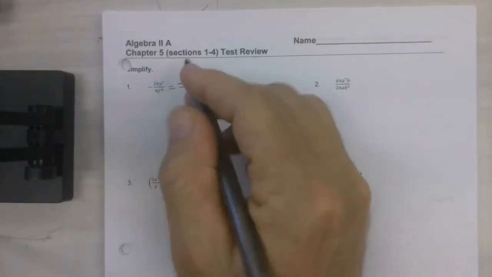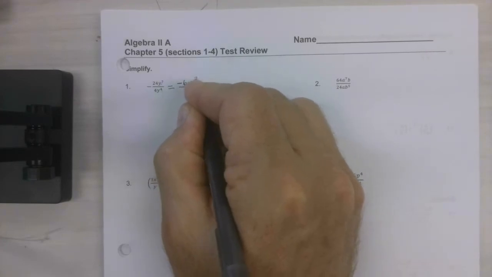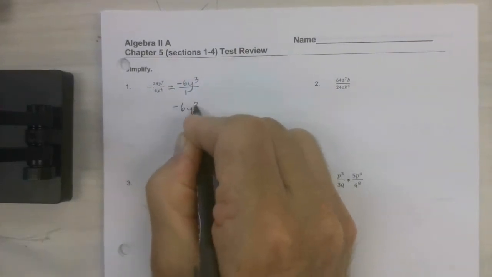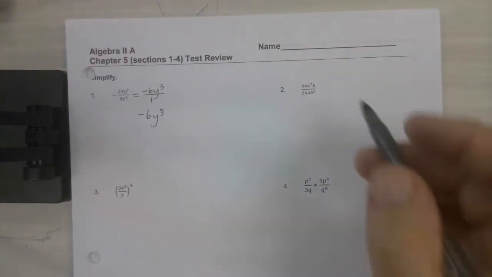And where do we have more y's? In the top. By how many? 3. You could put this over 1, but that's not necessary. So these are going to be quick.